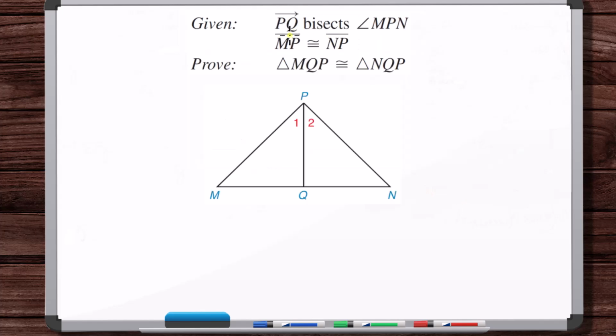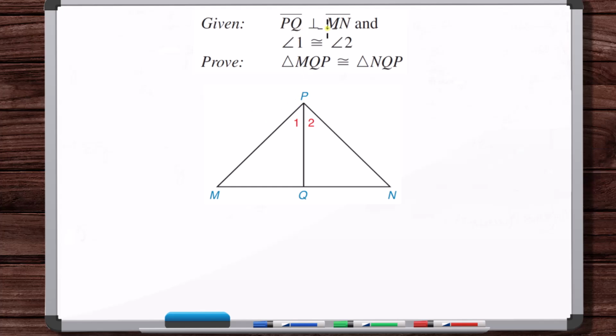Okay, given that PQ bisects MPN. So what they're saying there is that angle 1 is congruent to angle 2. And then segment MP is congruent to segment NP. Prove that triangle MPQ is congruent to triangle NQP. So we also have common sides here. And so we can show by side angle side that the two triangles are congruent.